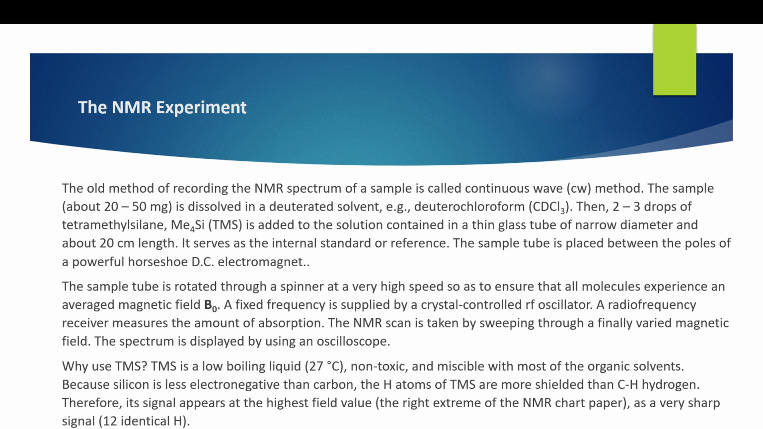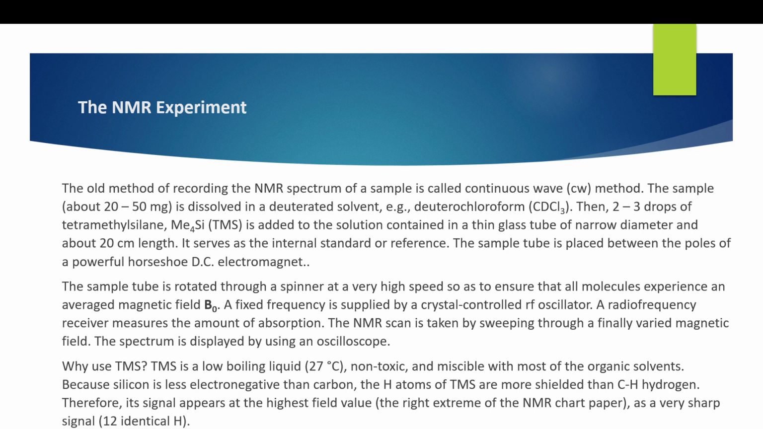Why do we use TMS? TMS is preferred for several reasons. Firstly, it is a low boiling liquid, 27 degrees Celsius is the boiling point. So after the experiment is over, it goes off automatically so that the sample is recovered. Secondly, it is non-toxic, not a health hazard. Thirdly, it is less inflammable. Fourthly, it is miscible with most of the organic solvents.